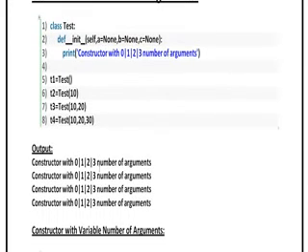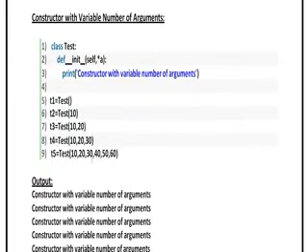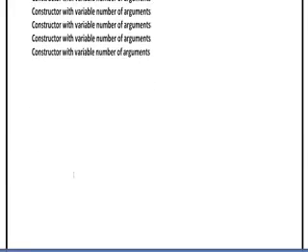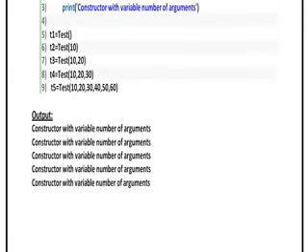The output is constructor with 0, 1, 2, 3 number of arguments, meaning whatever arguments you have given, that particular constructor will be called. For T4, the constructor will be called 4 times. That is why the output has been printed 4 times. In this particular case 10, 20, 30, 40, 50, 60. Here if you observe, the output will be printed 6 times. Why? Because I have given an argument called 60.